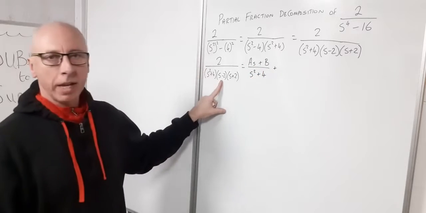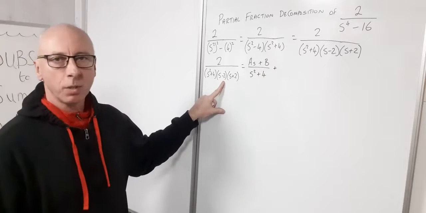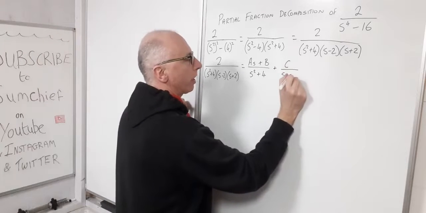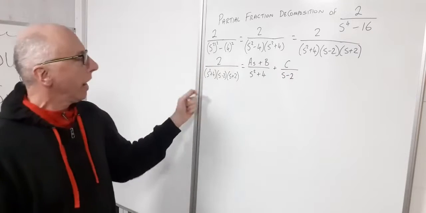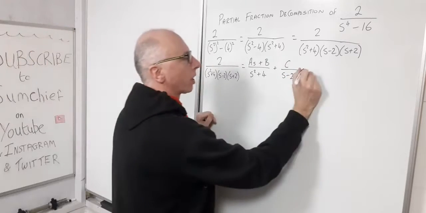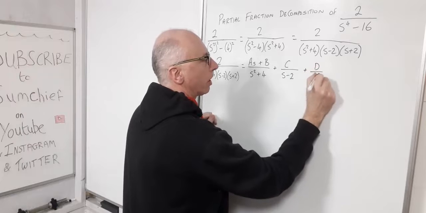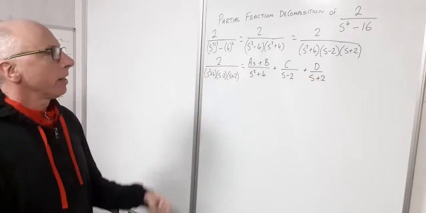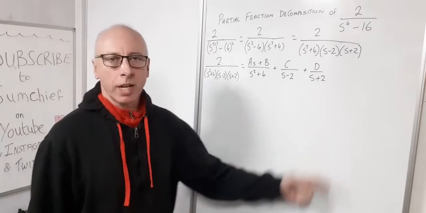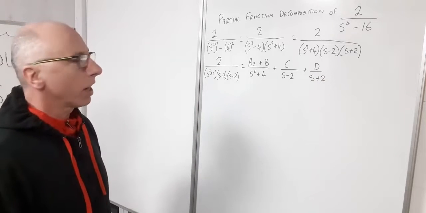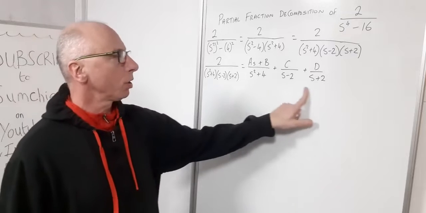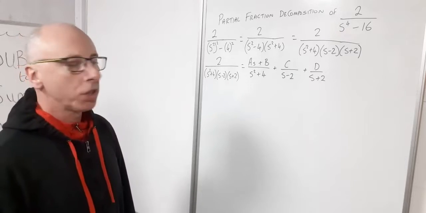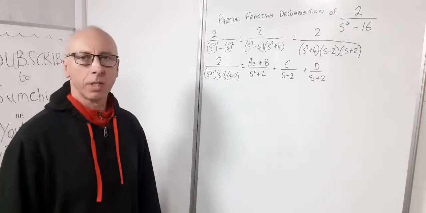Then my next term, s minus 2. S minus 2 is a linear term, so I just need a coefficient in the numerator, and then the same with this one. So then I've got d over s plus 2. Okay, now what do I do next from here? Well, the Heaviside cover-up method is not going to be suitable for this one, I would say. So corresponding coefficients is the way forward, I would say, from this one.